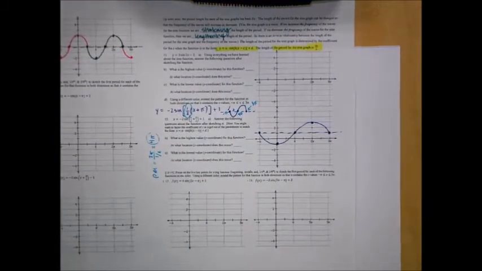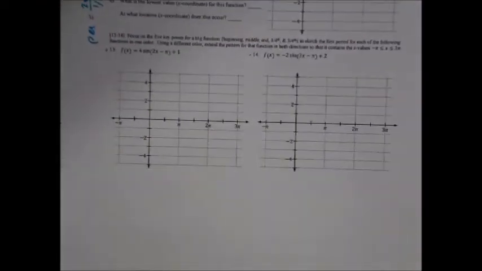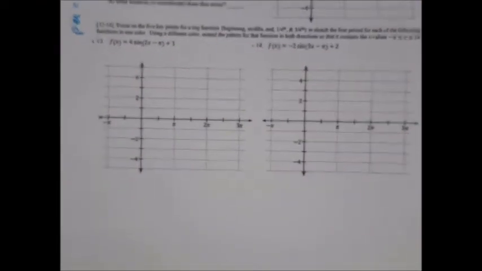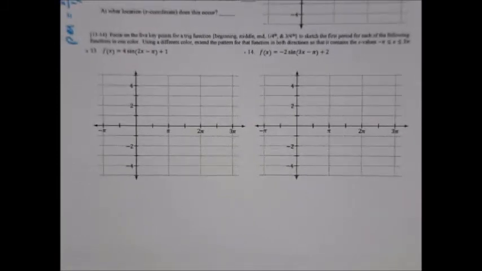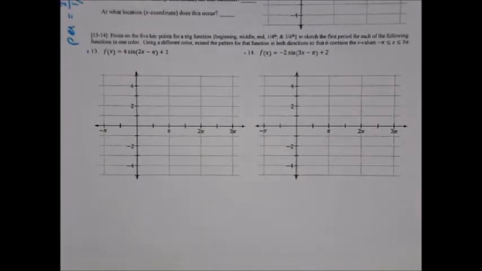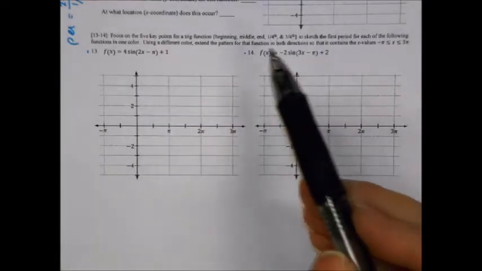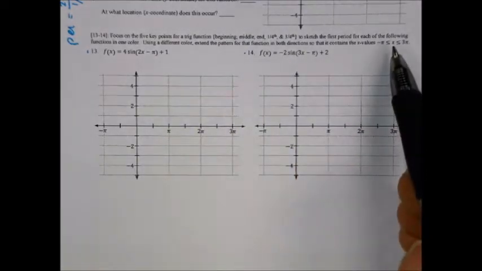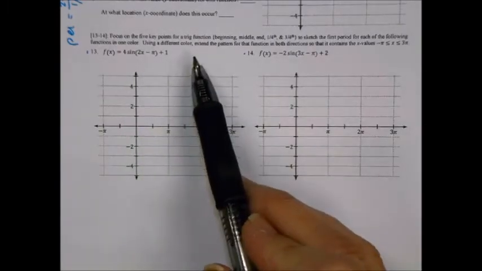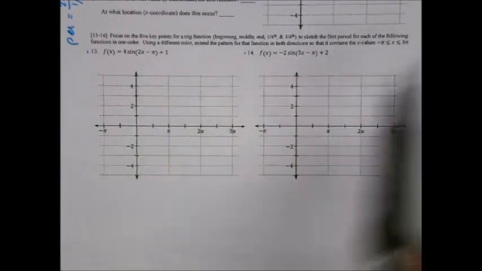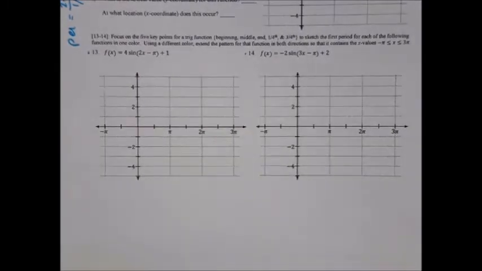That worksheet is more with sketching sine and cosine, with translations and changing the period length. So I'm going to start back here where we left off last week on the sine graphing paper and go through questions 13 and 14 here. All right. Use the 5 key points for the trig function to sketch the first period of the following in one color. Use a different color to expand the pattern in both directions so that it covers the whole graph. So just like what we were doing in class.